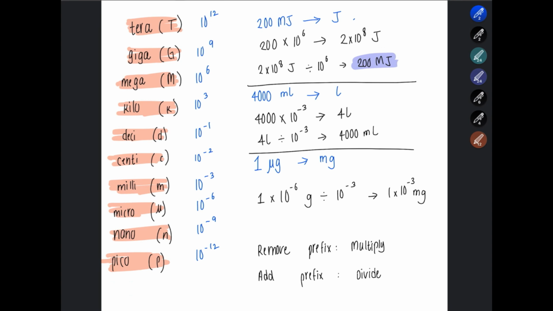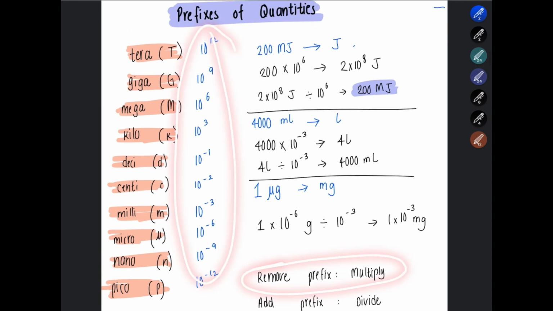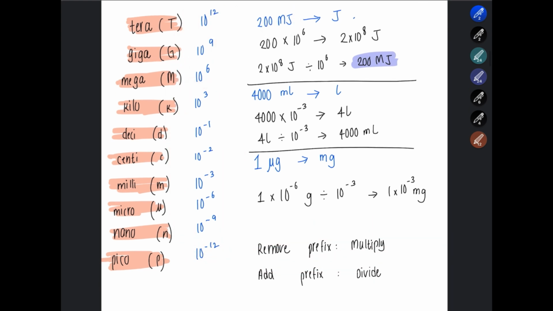So remember, when you want to remove your prefix, you have to multiply with these numbers. When we are removing megajoules, we have to multiply by this number. Now when you want to add your prefix, you have to divide by any of these numbers. Remember to learn when you have negative powers and when you have positive powers, because if you don't write these negatives or positives, this is going to ruin your answer. So I hope that's easy to remember.